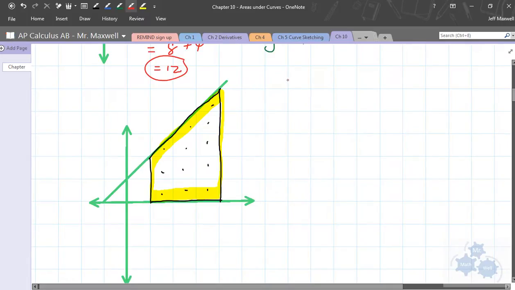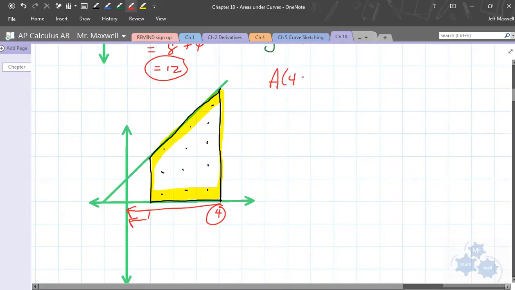Well, if I know the area for, if this was 4 and this was 1, I know how to find the area for 4 and I know how to find the area for 1. So if I want to find this area, I'm going to subtract the area up to 4, back to 0, and the area up from 1 back to 0. I'm going to subtract them.